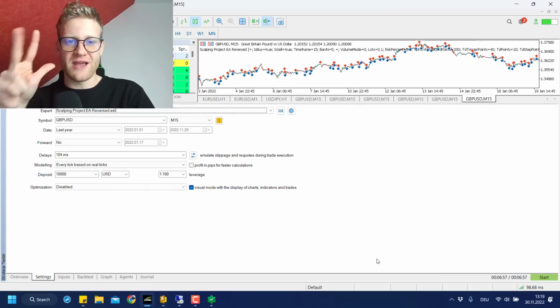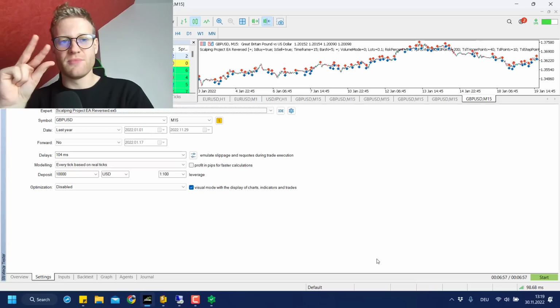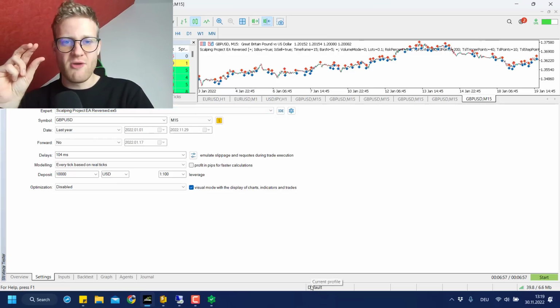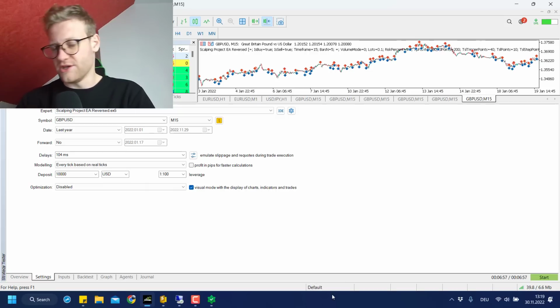And also you should focus on symbols that have a low spread and that might work with your strategy. For example, the GBP USD has a bigger spread than Euro USD or USD Japanese yen, in general. So this is why this strategy, which is really sensitive to the spread, performs worse on the GBP USD and performs better on USD Japanese yen or Euro USD.